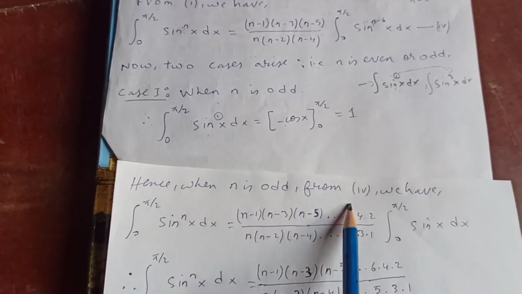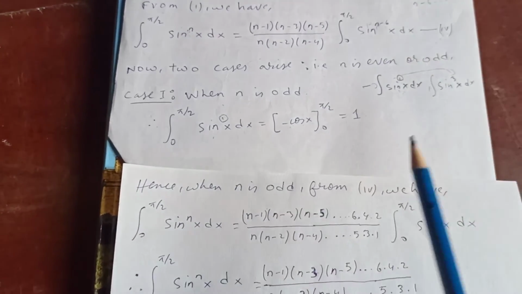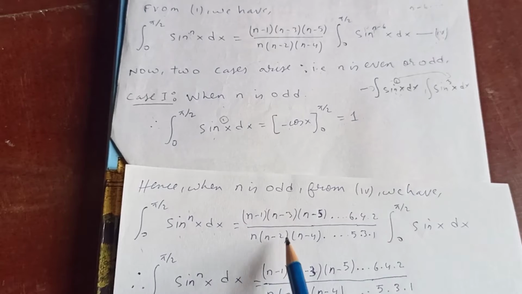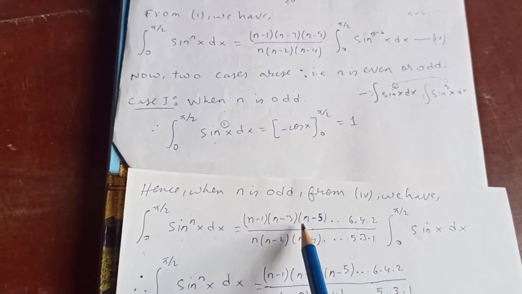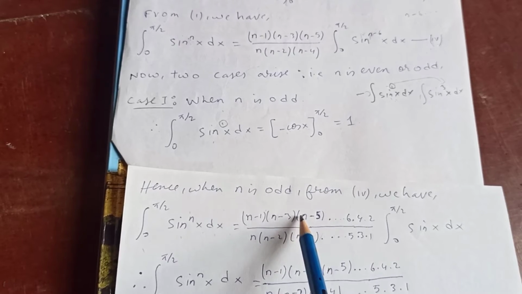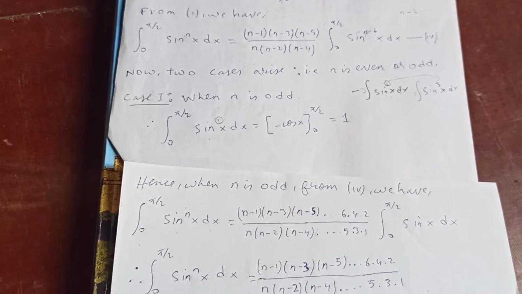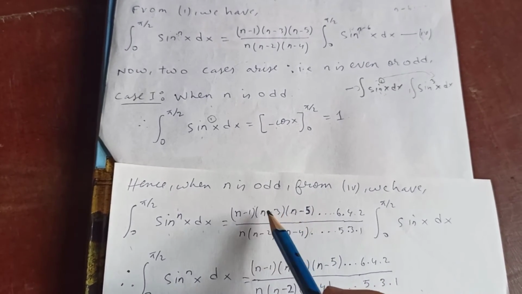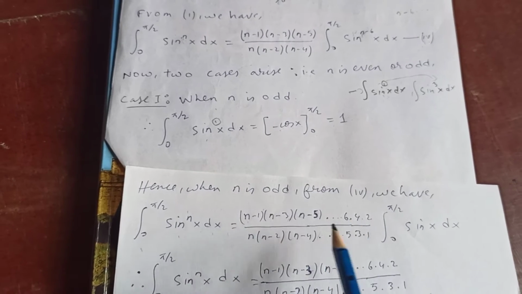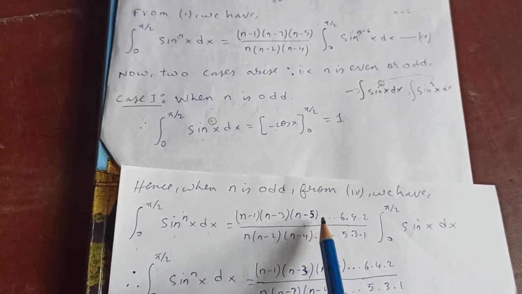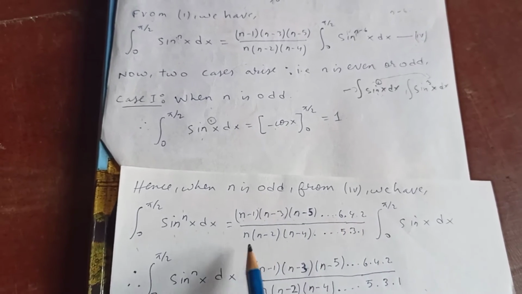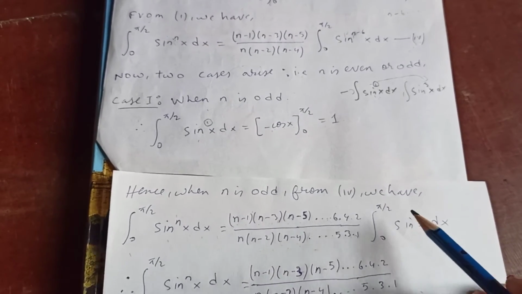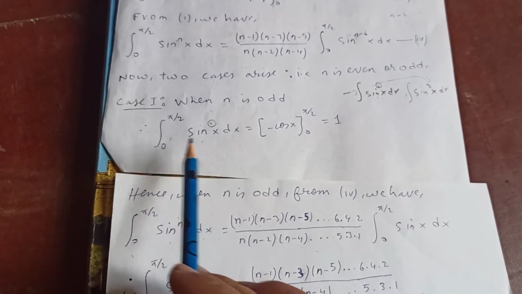Hence when n is odd, from the equation for this one, what do we have? We have the integral from 0 to pi by 2 of sin^n x dx is (n minus 1)(n minus 3)(n minus 5) and so on up to 642, upon (n minus 2)(n minus 4) and so on up to 531, right? Example like here, when n is 3 or 7, when n is odd. Which is 0 to pi by 2, and the last term is sin x dx.